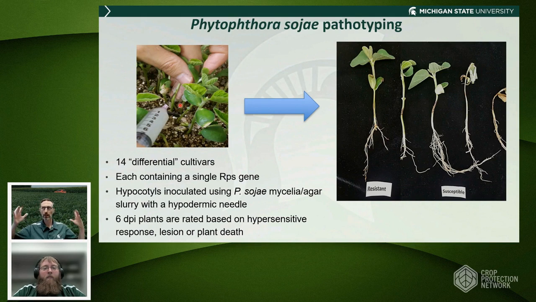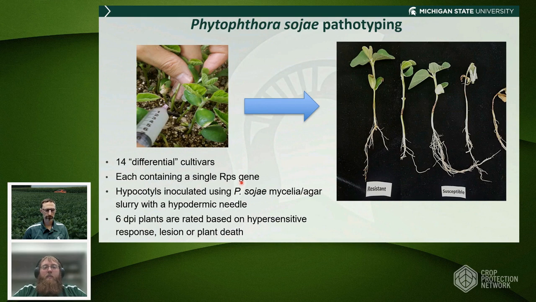So you had this big collection of Phytophthora sojae isolates that took a lot of effort to collect. Then how did you assess them? We took those isolates and we used them to inoculate 14 different soybean cultivars. And each one of those cultivars, which we referred to as a differential, contains a single Rps gene, a single gene that could be used for management of Phytophthora sojae.